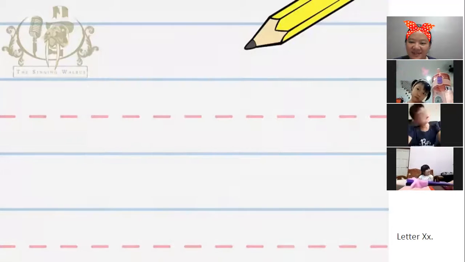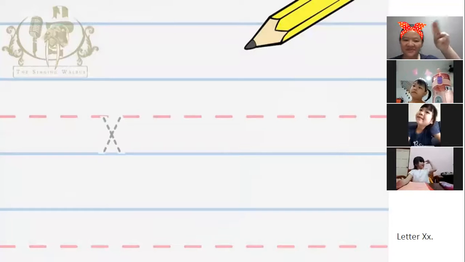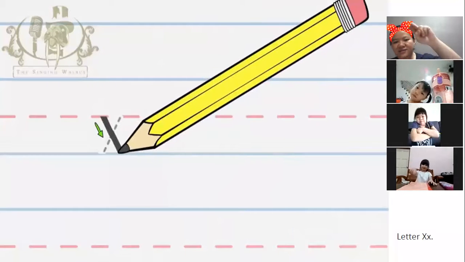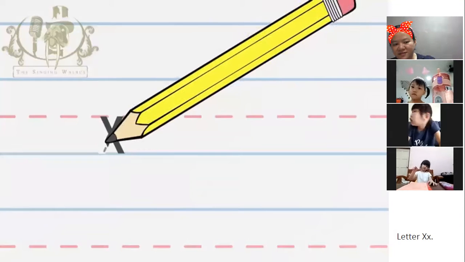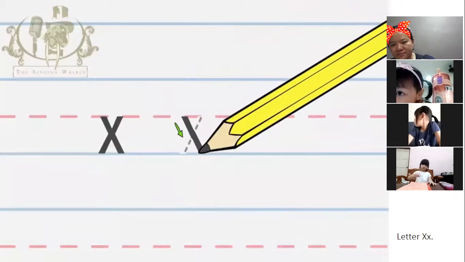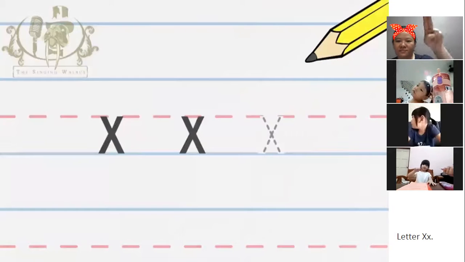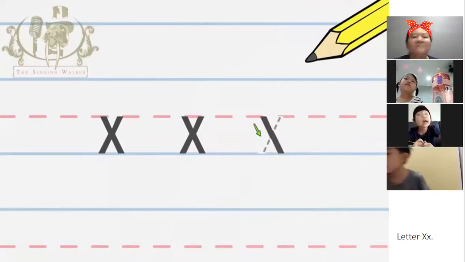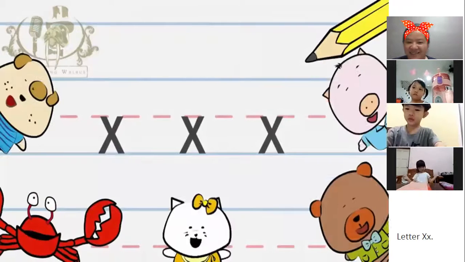Great job! Now we're going to write the lowercase x. That's the small x. Start in the middle and make a line down to the right. Then go back to the middle and make a line down to the left. Let's try it again. Down to the right. Down to the left. Now you try. Now, check if you did it right. Well done! Now you know how to write the letter X.